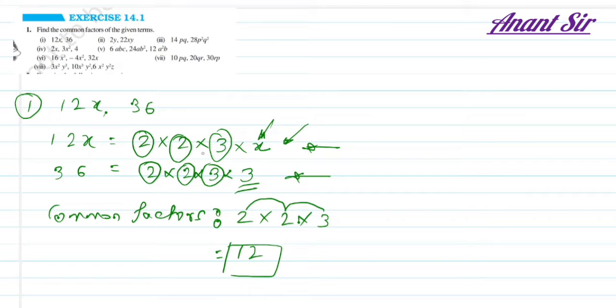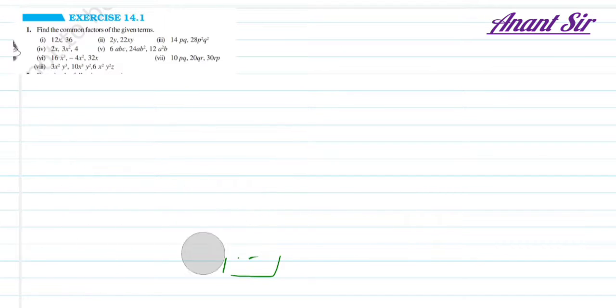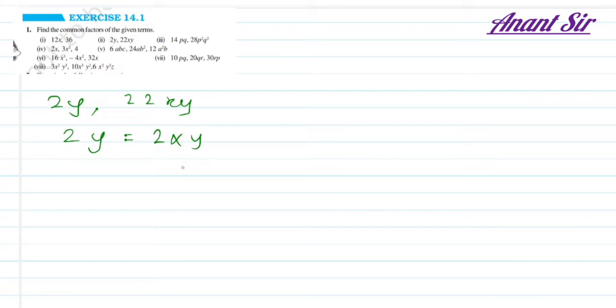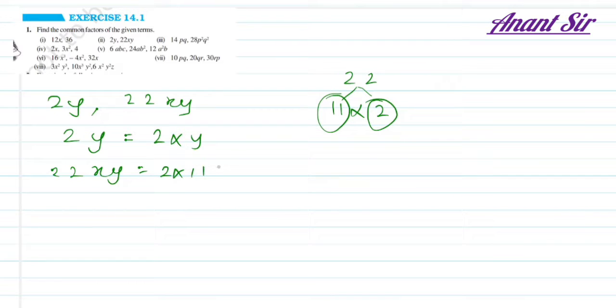So friends, I hope you have understood the question. Let's move on to solve the second question now. The second question is, you have to find again the common factors of 2y and 22xy. So 2 you cannot divide further, you can write it as 2 times y only. And 22xy, 22 can only be written as 11 times 2. 2 and 11 are prime numbers, cannot simplify further. 2 times 11 times x times y.